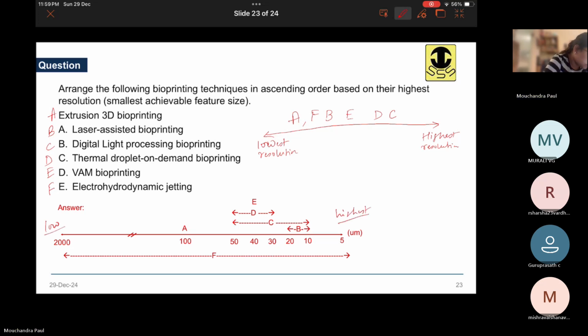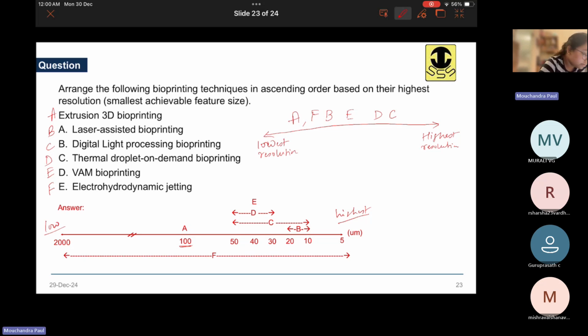So F, that is electroaerodynamic jetting, spans this entire region. Depending on the electric field that you create, the bioink properties, and the distance between the tip of the nozzle and the substrate, if you vary all this, you can generate droplets ranging from 5 micron to 2000 micron. So F can cover the entire range. Then A, that is extrusion based 3D printing, the lowest that we can go is 100 micron.